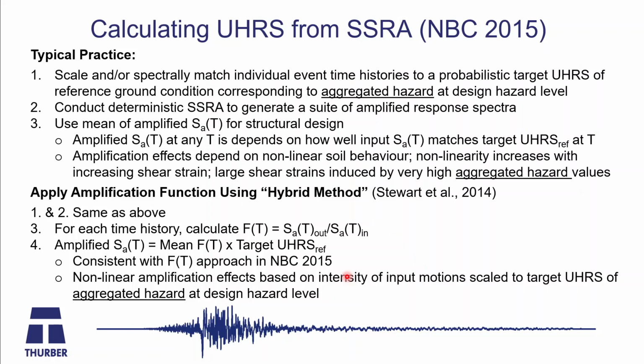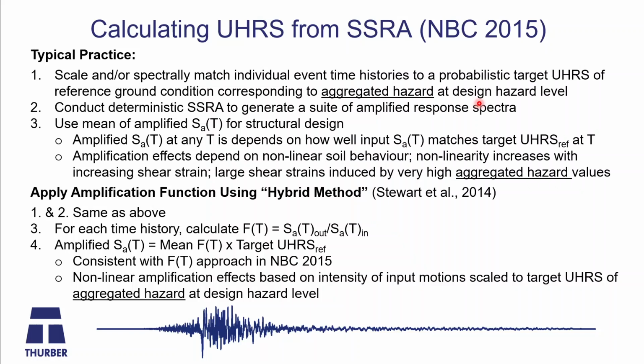So when we're doing site response analysis in the typical practice that we're doing using NBC 2015 hazard values, the procedure has generally been to scale and oftentimes spectrally match these individual event time histories to a probabilistic target UHRS. That's our uniform hazard kind of values, yeah? And for whatever reference ground condition you've picked for your elastic base. And so yes, these are going to be aggregated hazard values at the design hazard level that you're using for your analysis.